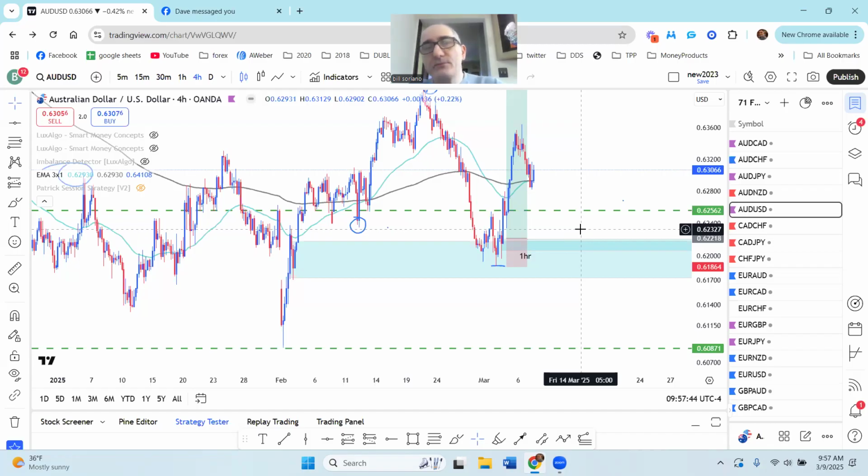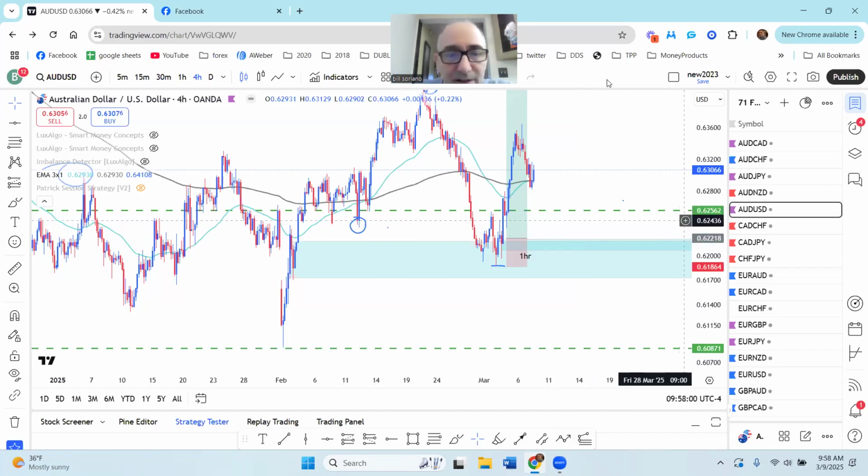Where the trend is bearish, we get a break of structure. Did I say that right? The trend is bullish. We get a break of structure to the downside, causing a change of character. Or the trend is bearish, we get a break of structure to the upside, causing a change of character.